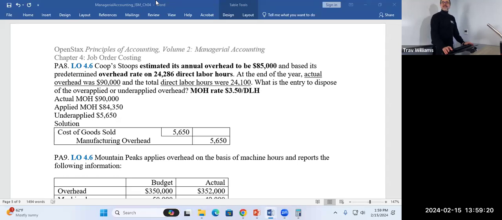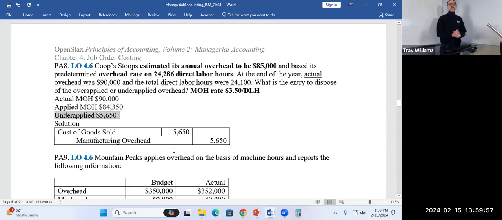So here's the answer. Let me review that one more time for the recording. We had to figure out our overhead rates. It's good review for everybody. We took the estimated overhead divided by the estimated direct labor hours to get our rate. We multiplied that by the actual direct labor hours to know how much we applied. And then we see that that was less than the actual manufacturing overhead. So we were underapplied, and we had to increase our cost of goods sold to correct it.